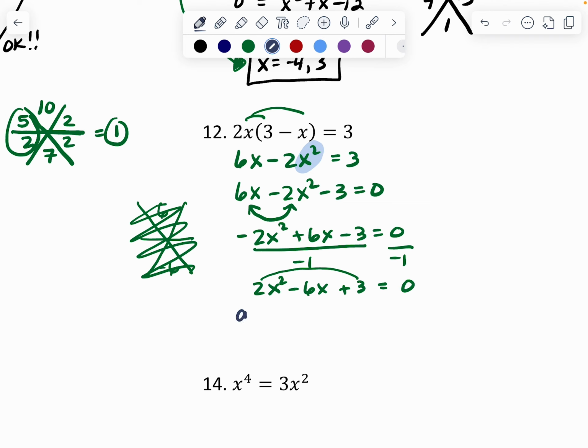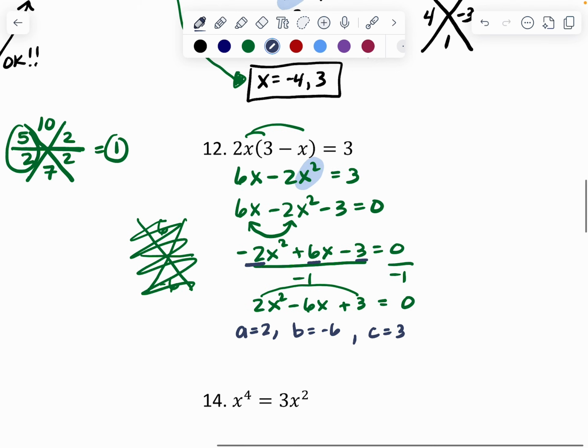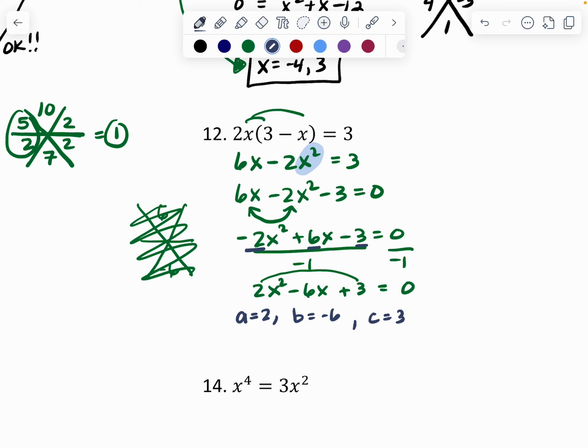So this is going to be a equals 2, then b equals negative 6, and c equals 3. And you guys, if you used a equals negative 2, b equals 6, and c equals negative 3, you should get the same answer. If you do not, we're in big trouble, okay? But you should get the same answer. So let's do it. So it's x equals negative b.